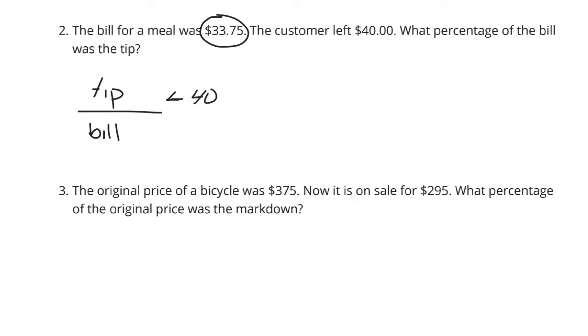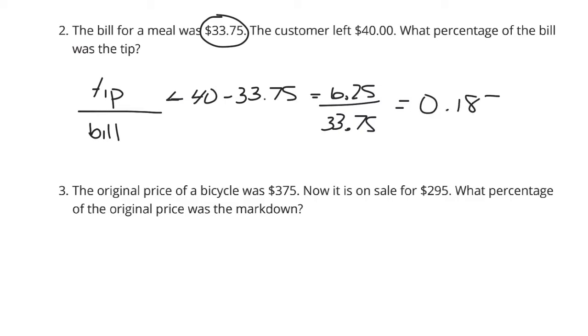And this tip is 40 minus $33.75. It's what the customer left, subtracting the $33.75 away, and that amount is $6.25. So I can take the tip of $6.25 and divide by the bill of $33.75, and this is going to be about 0.1852. And when I move that decimal point over twice to the right after multiplying by 100, we get about 18.52%.